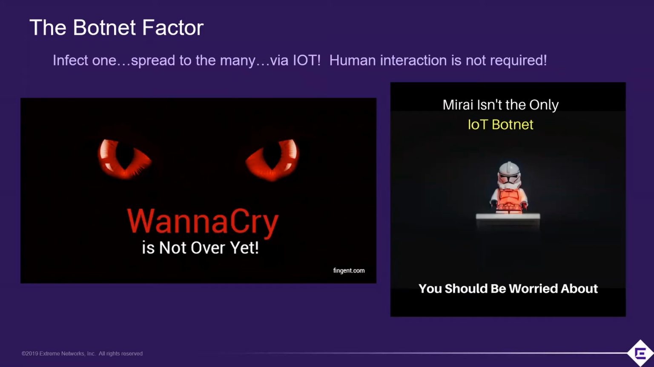The theory here is that I can infect one and then spread to the many via IoT. And if I do that, then I can get a very deep vector of infection into the target, and the attacker does not have to have human interaction at all. I can do it without any human interaction. So this is something that we really need to pay attention to.